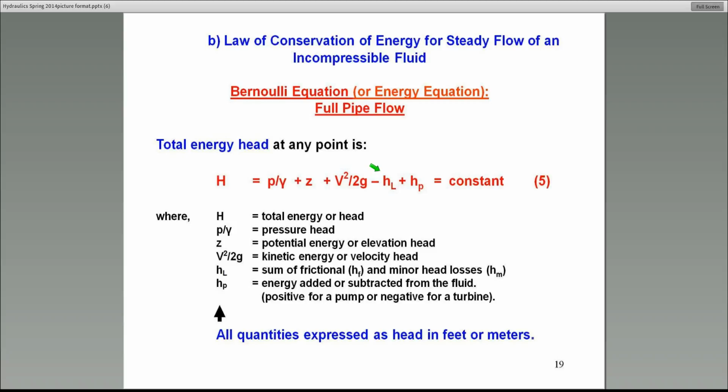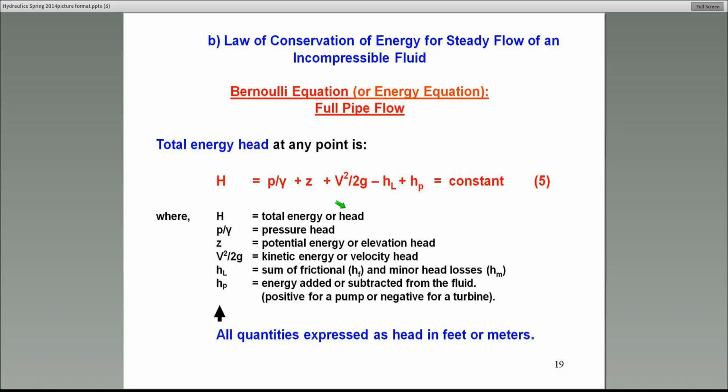And of course, if there are any losses, we will have to recognize that, minus head loss. And if you add any head to the fluid, like with a pump or something, we always do plus HP. So those two terms, HL and HP, represent the head loss or head gain in a fluid. Whatever it is, the whole thing must be a constant at that cross section and must not change from section to section. Now, one of the things I would like to say is about the word head.